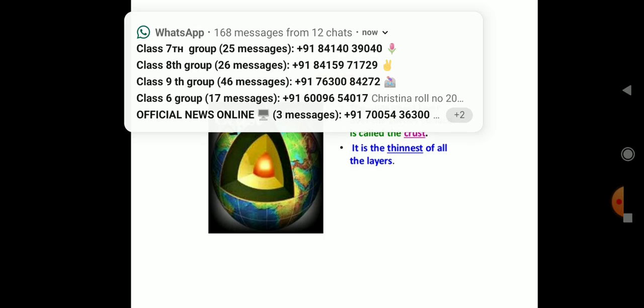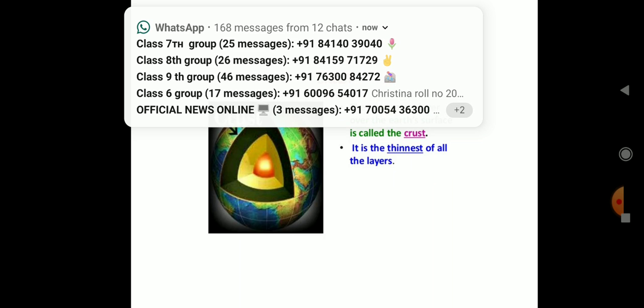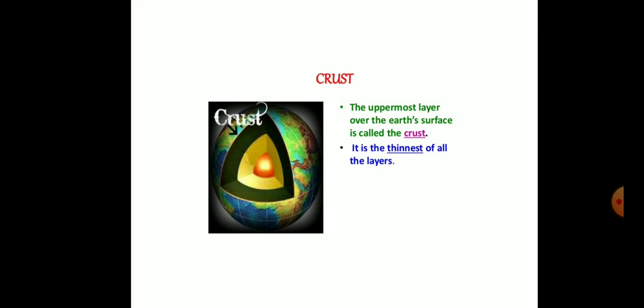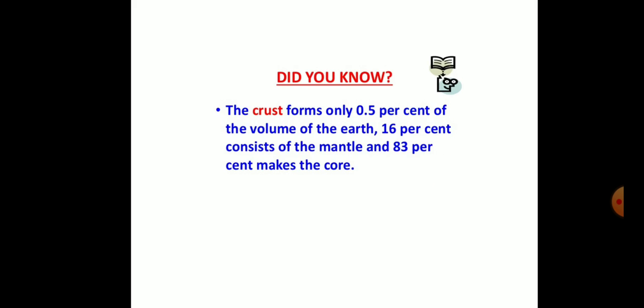Let's start first with the crust. What is the crust? Crust is the uppermost layer of the Earth, and it is the thinnest among all three layers. It has some basic characteristics: it contains mountains, plateaus, and various physical features. It has two types, the continental crust and oceanic crust, and these two we'll discuss in the next slide.